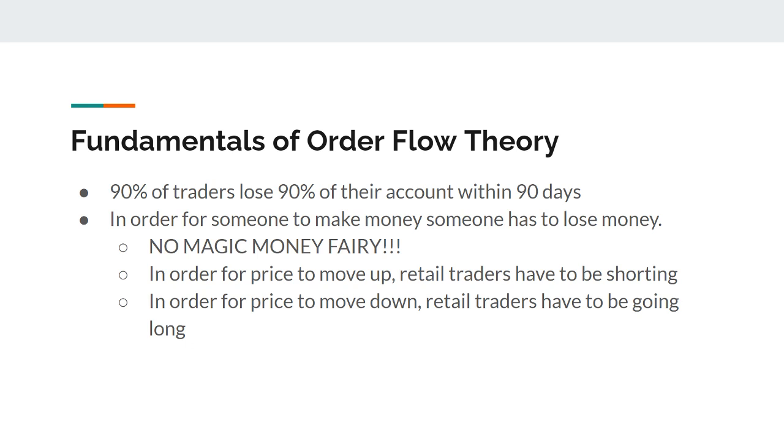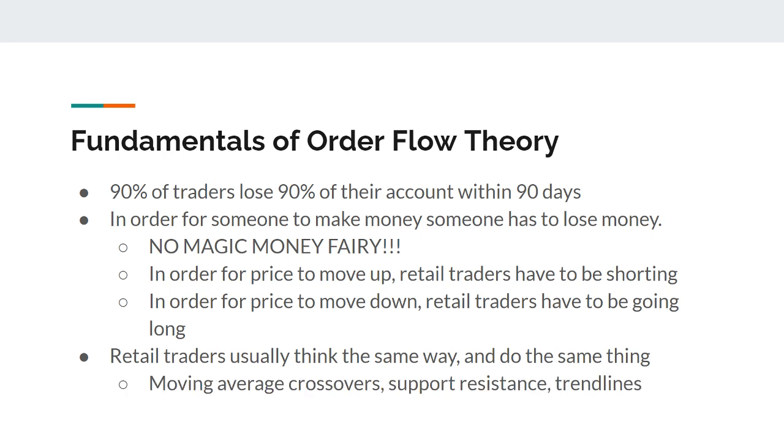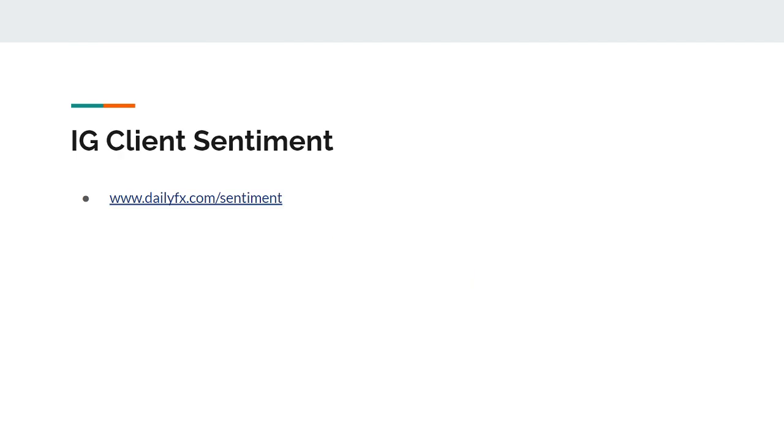And the beauty of it all is that retail traders all think the same way. They all trade using moving average crossovers, support resistance, trend lines, and all that fugazi. So the sentiment is usually one-sided. And this brings us over to the first tool you need to use, the IG client sentiment. This tool will effectively allow us to see what retail traders are doing so we can do the opposite.